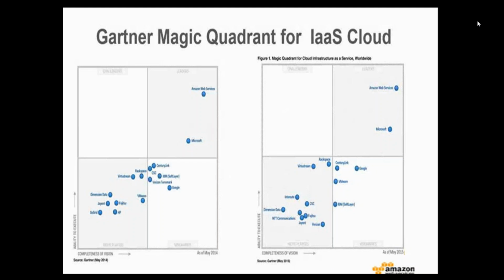Why do we have 2 different charts here? One of them is from 2014. The next one is from 2015, May 2015. So the top right hand quadrant is from Amazon Web Services, which is a leader in the cloud as far as infrastructure as a service is concerned, right? The next one is followed up by Microsoft.